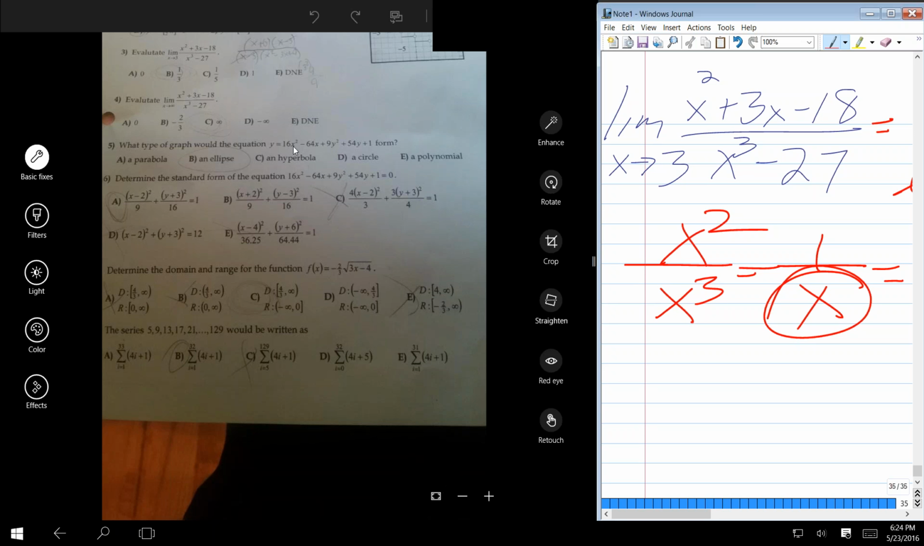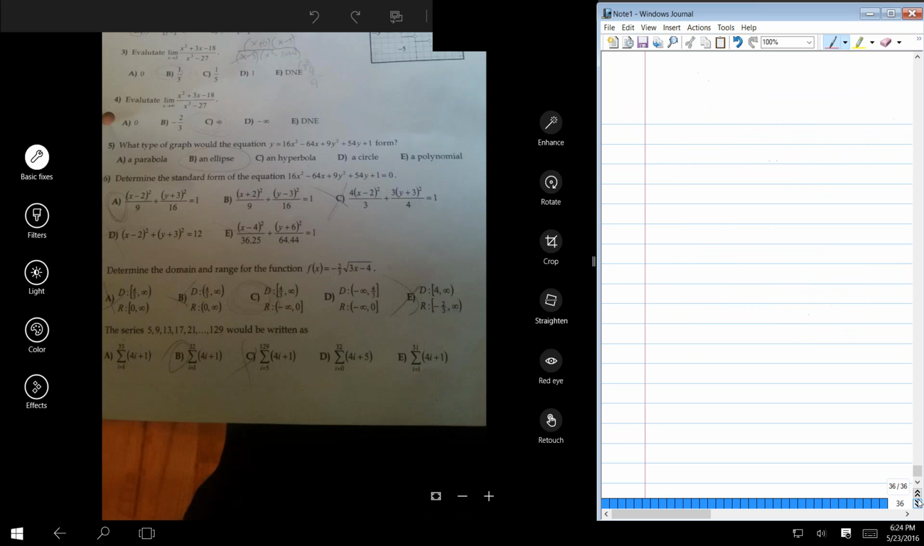Then if both of them are negative, is it still an ellipse or a circle? It's still an ellipse. Why? Because I can divide both sides by -1. In other words, if I gave you that equation, well, if I divide both sides by -1, that turns positive, positive, negative, and now I'm looking at an ellipse.